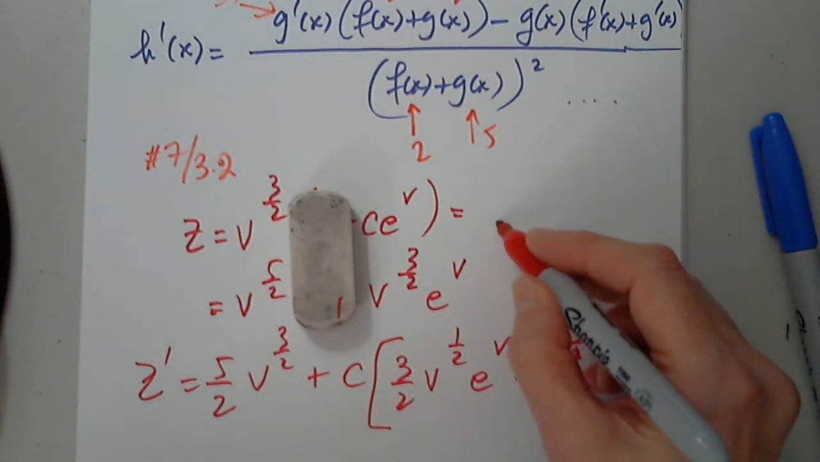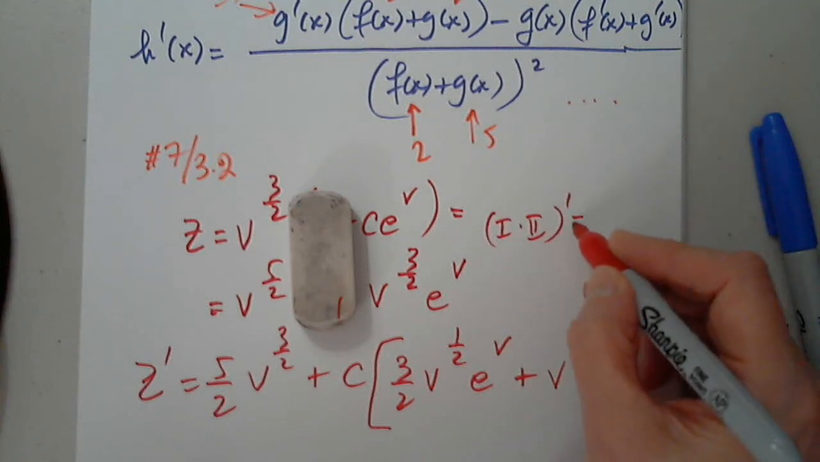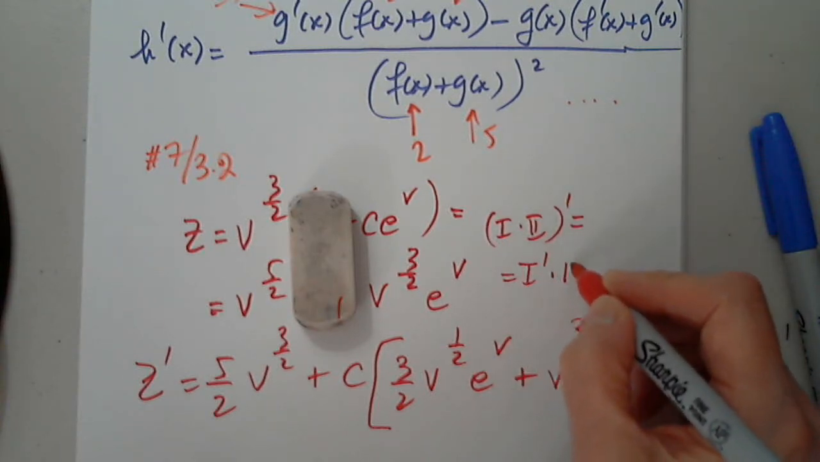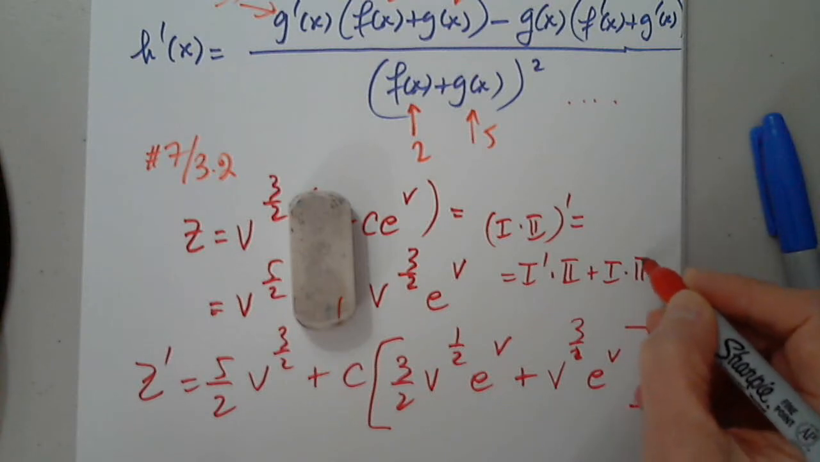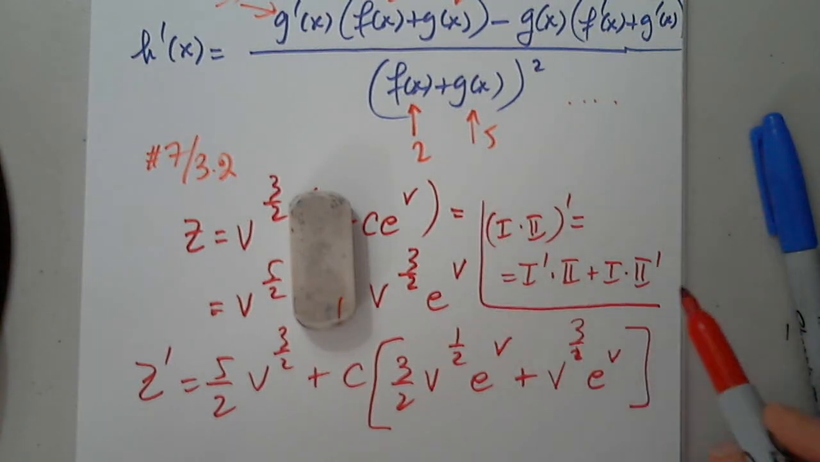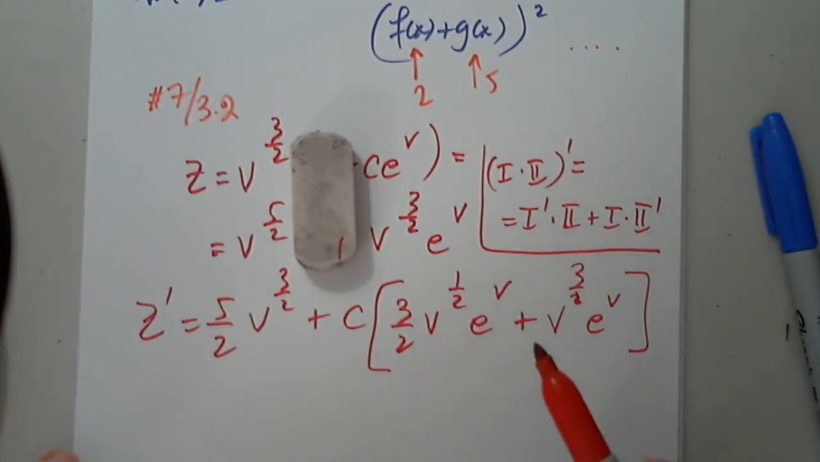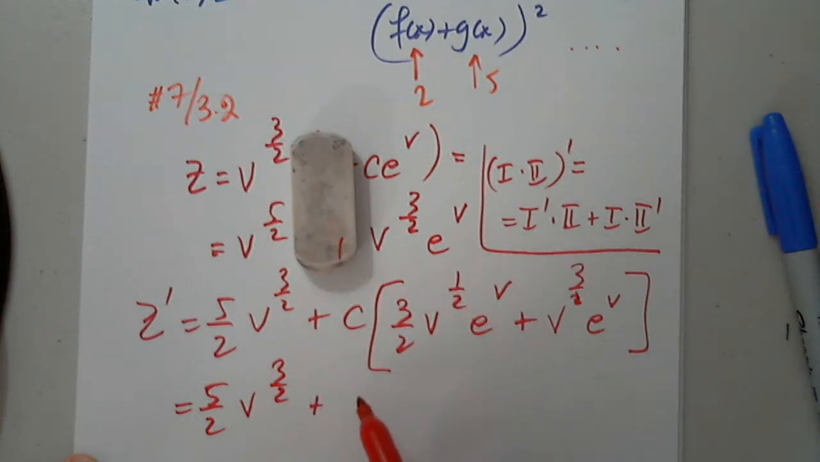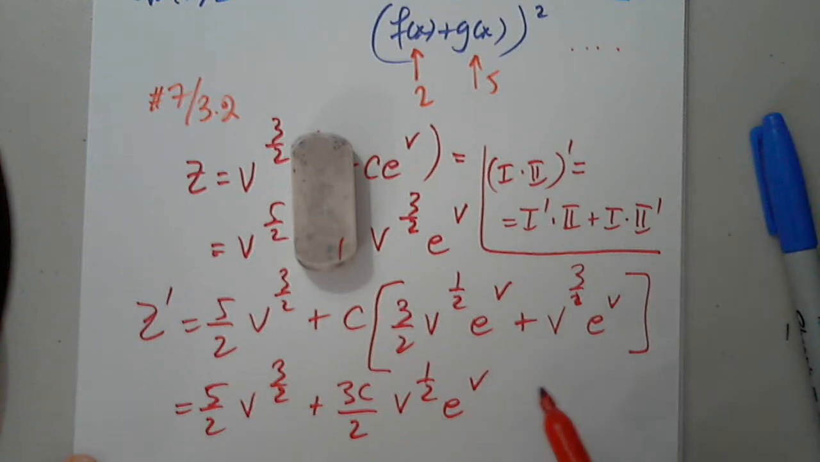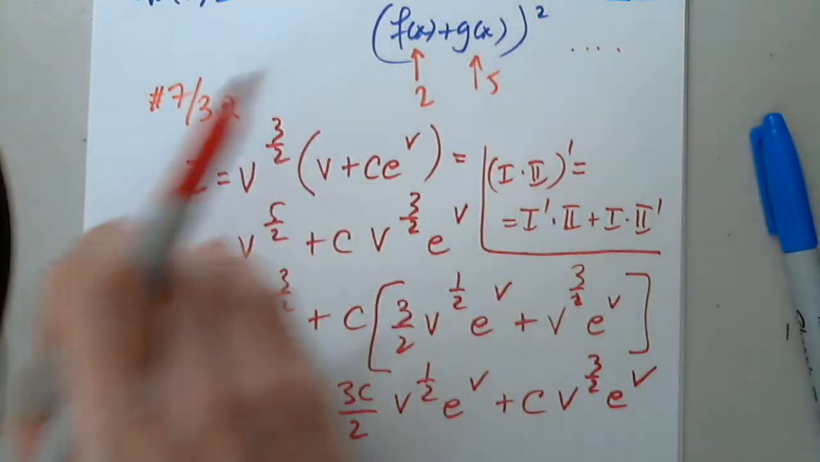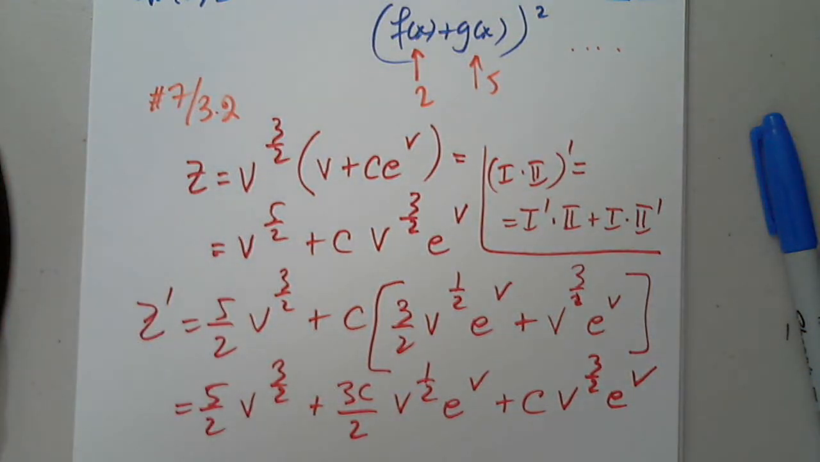So remember, I use the product rule the way I like to use it. It's up to you. I accept any method as long as it's correct. It's definitely acceptable. So you don't have to do anything, just distribute c. C is a constant. So 5 halves v to the 3 halves plus 3c over 2, v to the 1 half, e to the v, plus c, v to the 3 halves, e to the v. And that's it.